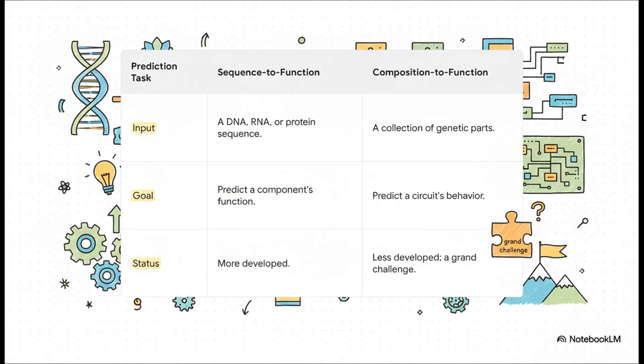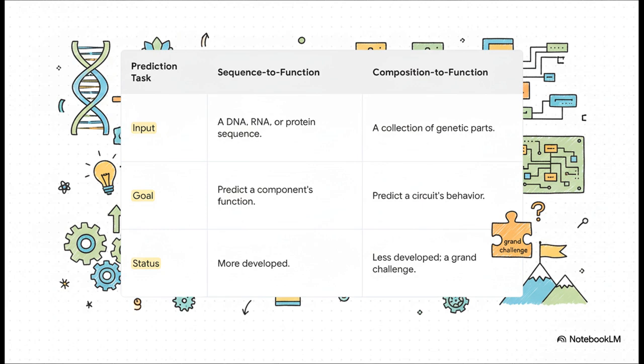The application of machine learning here can be separated into two broad predictive tasks. The first is sequence-to-function prediction. The model is given a biological sequence, like DNA or a protein, and its goal is to predict the function of that single component. This is a more established area.